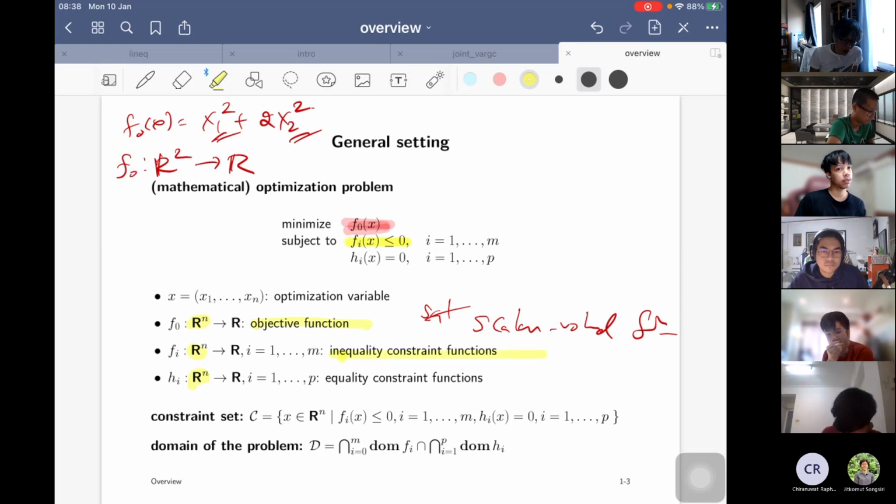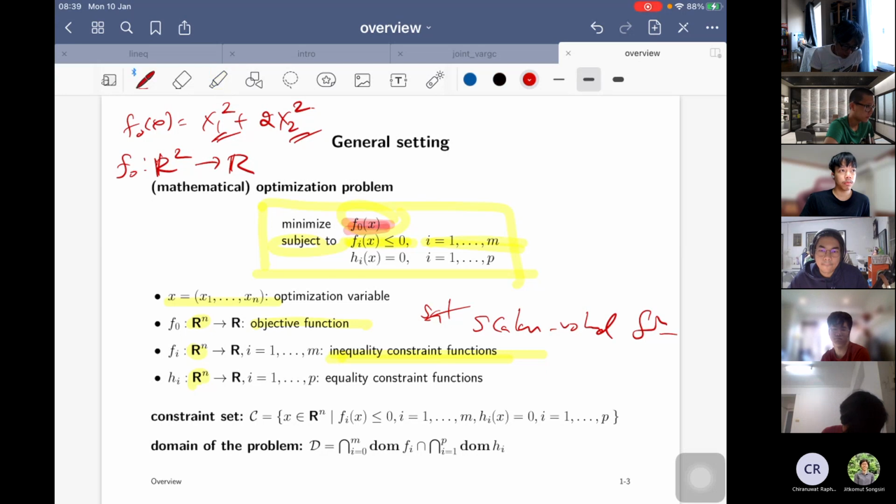Here, this is called the inequality constraints function. In the problem setting, we aim to minimize the objective function f0, where the value of x that you find needs to satisfy that all the fi must be less than 0. There are many i's here, many inequality constraint functions, plus there are equality constraint functions. This is called equality constraints and inequality constraints.